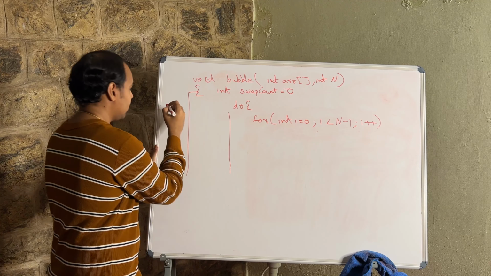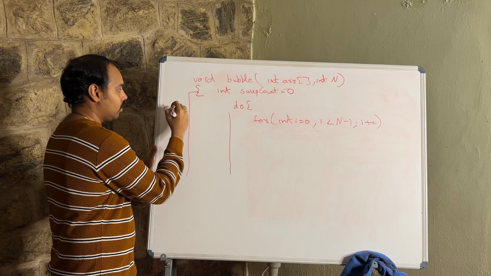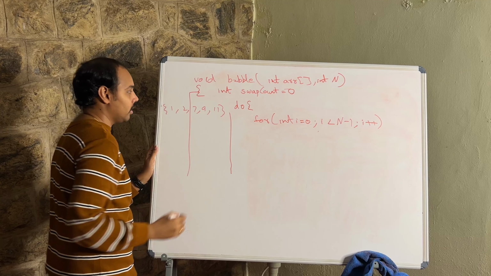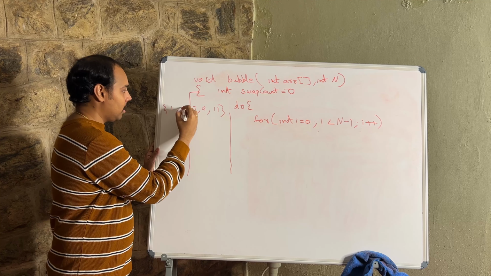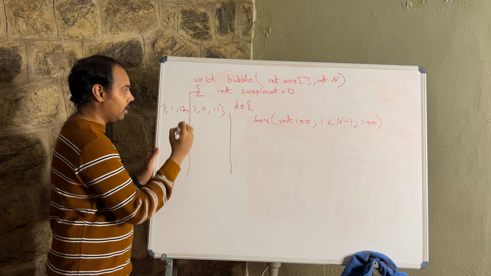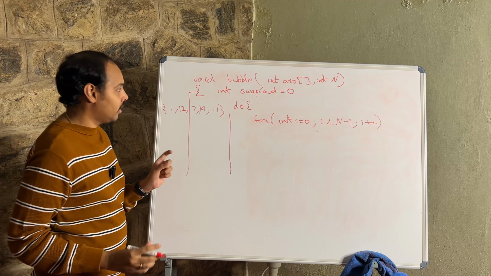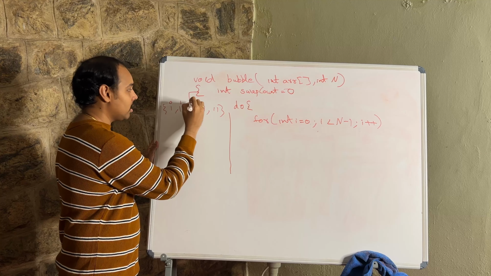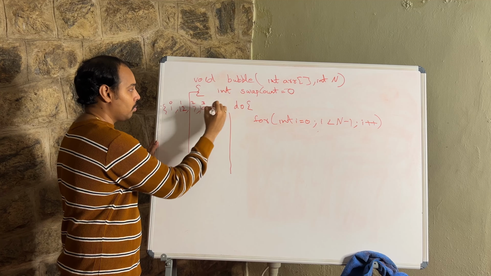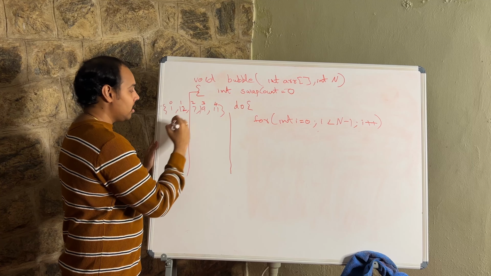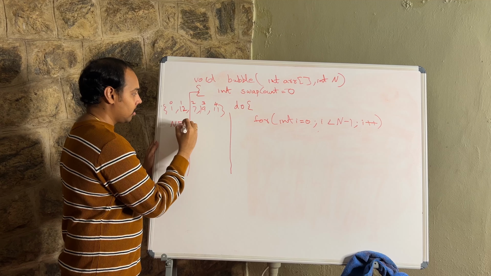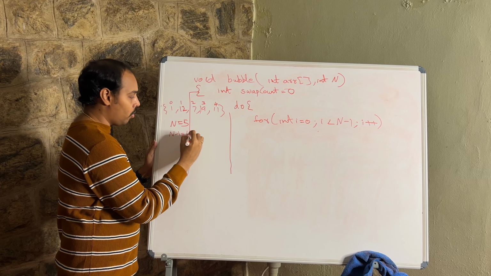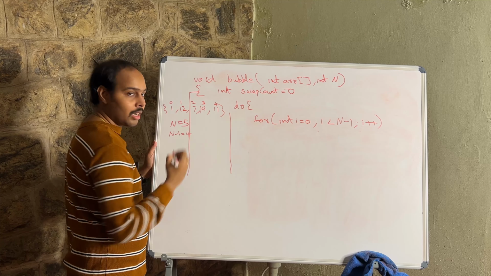If there are, say, 5 elements, 1 2 7 9 11, okay, consider it is not sorted. Maybe instead of 9 I will keep 12 here and 19 here. So here there are 5 elements. This is 0th position, first position, second position, third position, and fourth position. So n is 5. n minus 1 is 4. Okay, till fourth element we are comparing.